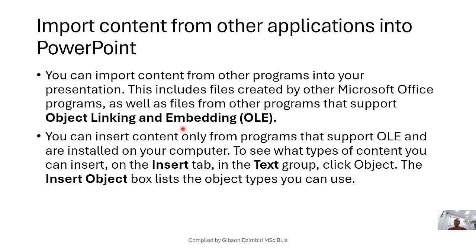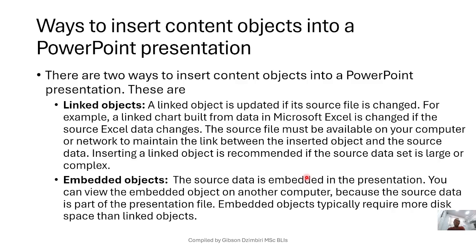You can also import content from other applications into your PowerPoint, whereby we use object linking and embedding. So you can insert content only from programs that support OLE and are installed on your computer. To see what types of content you can insert, simply go to the Insert tab in the Text group, click Object, then the Insert Object box lists the object types you can use.